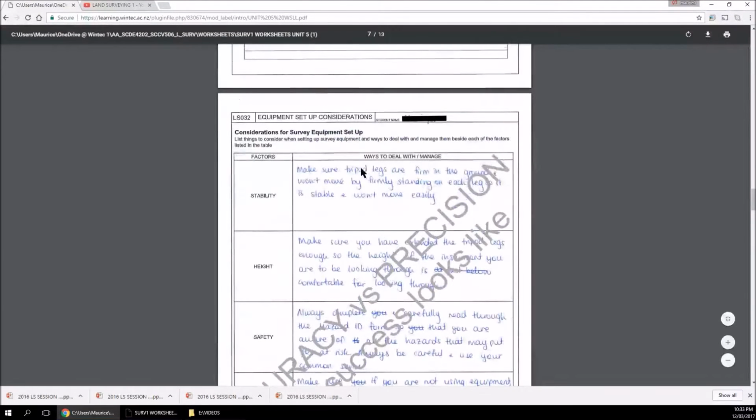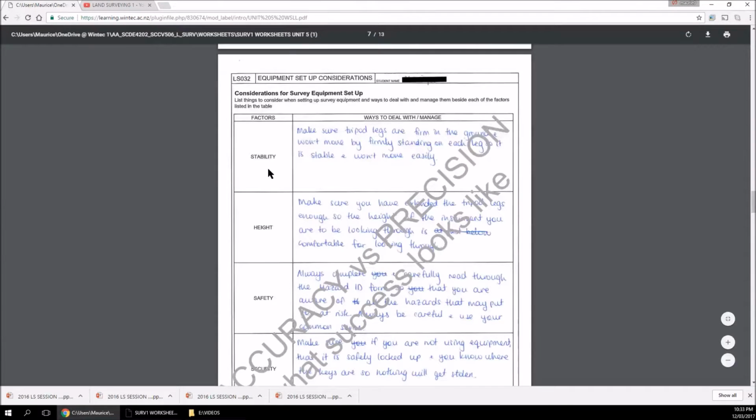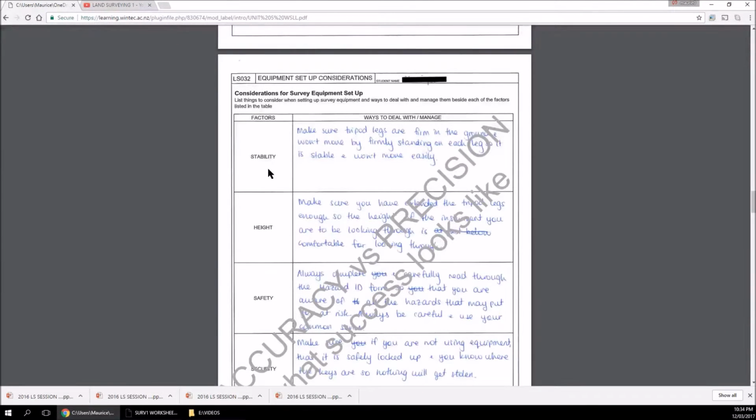Here, just some things to consider for setting up survey equipment. Stable, it must be firm and stable, because if it moves, it won't be over the mark, and that will cause all sorts of problems. Set up at a comfortable height.